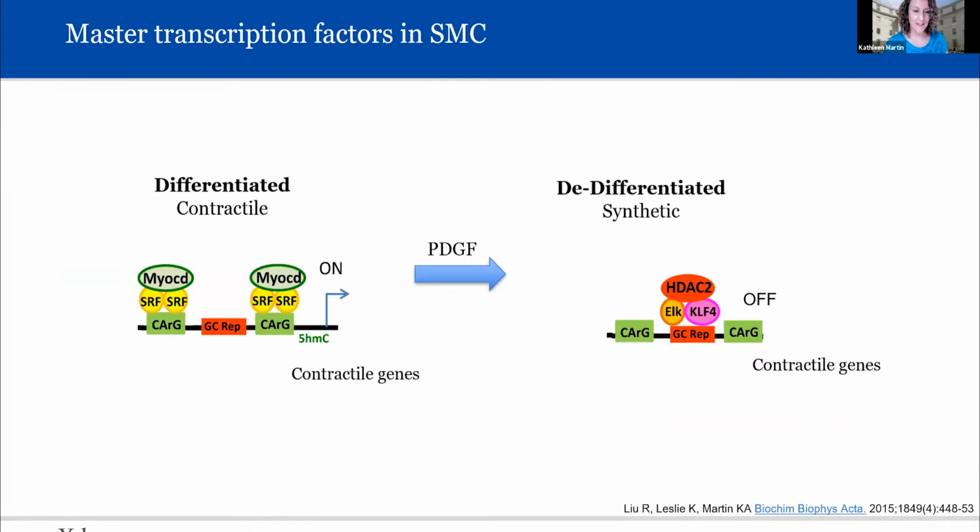This is a highly simplified schematic of the transcription factors that are at the core of regulation of this phenotypic switching. So in the differentiated state, CArG regulatory elements in the promoters of contractile genes bind serum response factor and myocardin, and these complexes drive expression of these genes. Whereas with dedifferentiating stimuli like PDGF, the transcription factor KLF4 predominates and displaces SRF and myocardin and can recruit other inhibitory factors such as histone deacetylase 2.